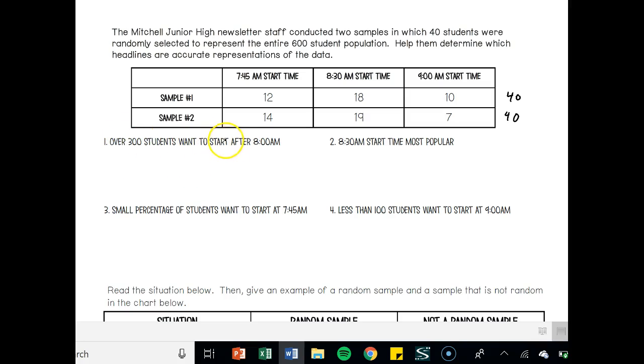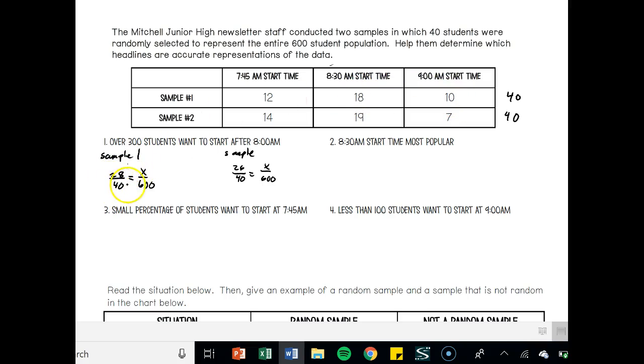So over 300 students want to start after 8 a.m. So start time after 8 a.m. would be all these guys, the 8:30 folks and the 9 o'clock. So let's write out their proportion. So for sample 1, the guys that want to start after 8 o'clock, that's 18 and 10.